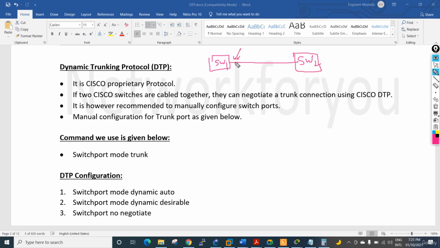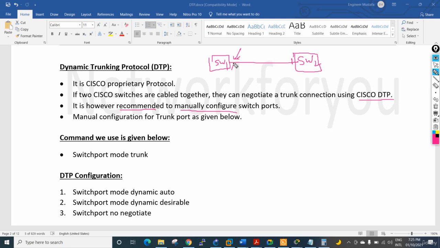If I make this interface a trunk, automatically this interface is going to become a trunk. Why is it becoming one? Because of DTP. So we can say, if two Cisco switches are cabled together, they can negotiate a trunk connection by using the Cisco DTP, dynamic trunking protocol. It is however recommended to do the configuration manually.